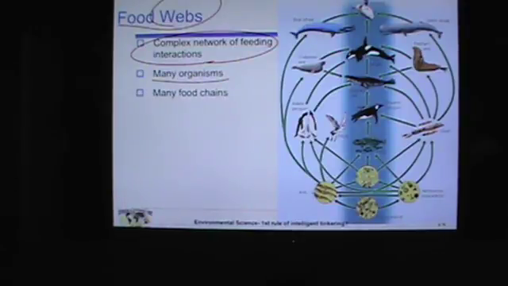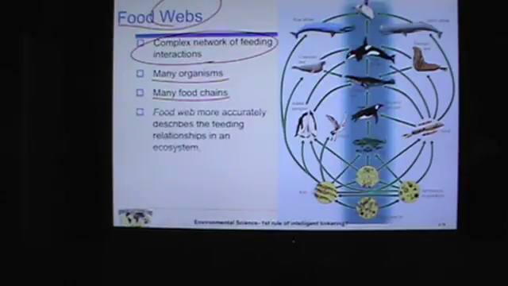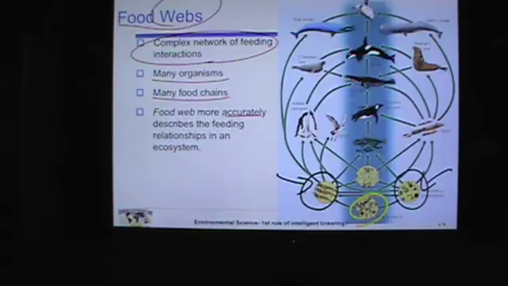Many food chains are involved in a food web. Food web more accurately describes the feeding relationships in an ecosystem. So, starting with these phytoplankton here at the bottom, phytoplankton, algae, primary producers, they get consumed by the herbivorous zooplankton. Zooplankton are plankton, they are floating in the water, but they're animals and they are herbivores, they eat phytoplankton.